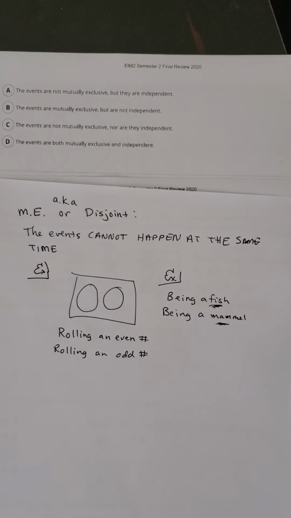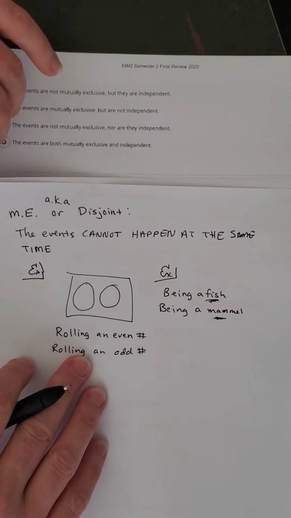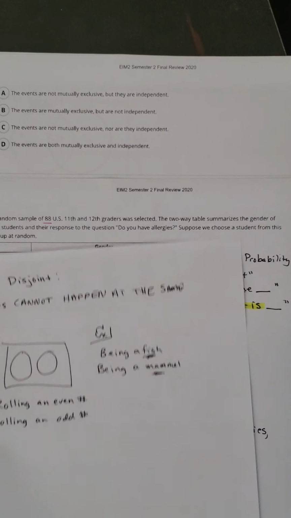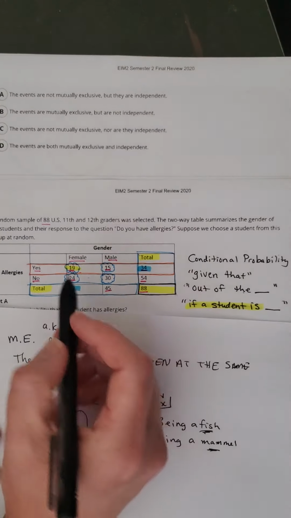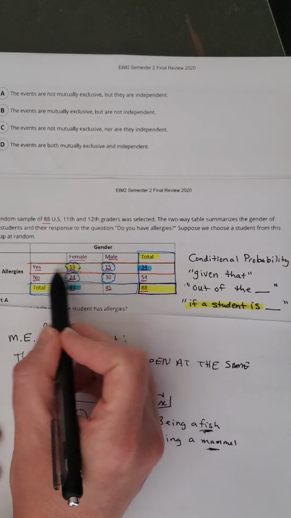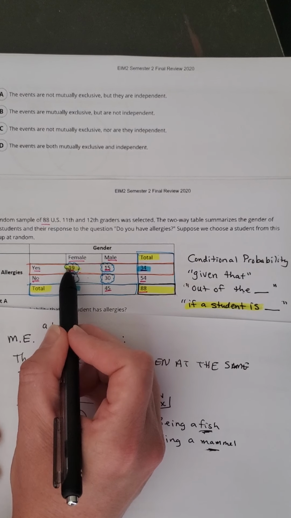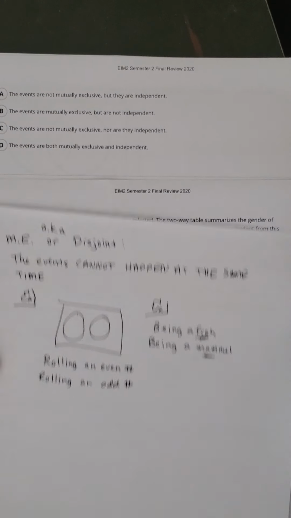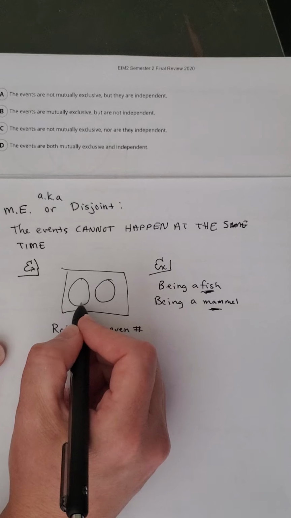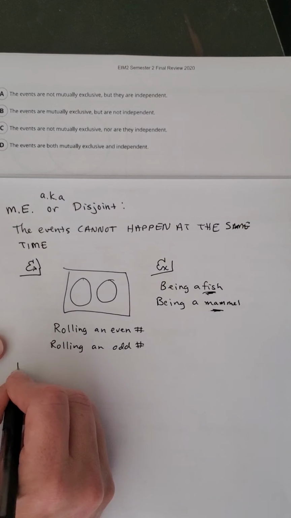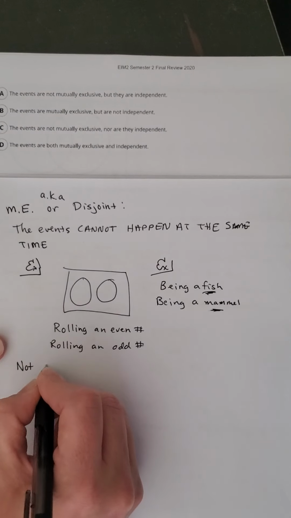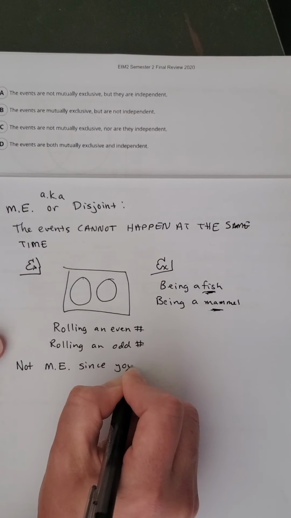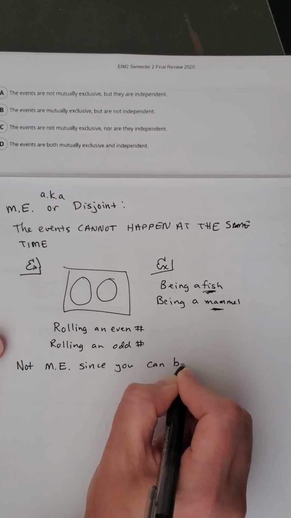So let's just go back and look at our table and talk about, in the table, was anybody both female and had allergies? And yes, there were. There were females with allergies. There were 19 people that were doing that. And so they are not mutually exclusive. So this would be mutually exclusive. And in this case, these are not mutually exclusive, since you can be both.